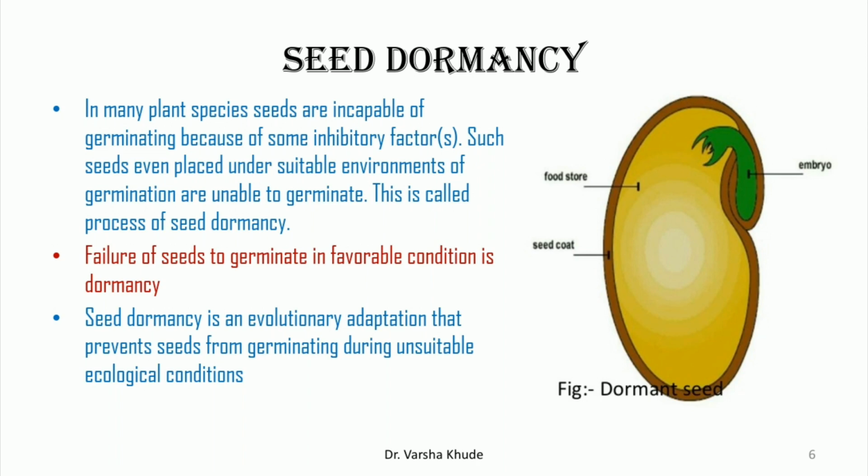Failure of seeds to germinate in favorable conditions is dormancy. It is the ability of the seed to retain viability for a prolonged period without germination. In that stage, germination is temporarily suspended. This is considered an important adaptive property of the plant.